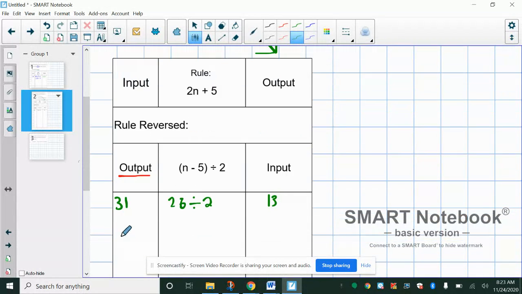And what about 53? So let's investigate 53. Subtract 5 becomes 48. Divided by 2 will give us 24. So again, that looks like a valid input and output number.